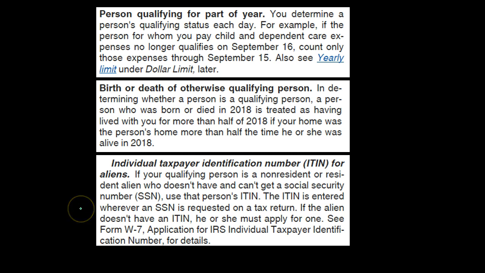If the alien doesn't have an ITIN, he or she must apply for one. See Form W-7, Application for IRS Individual Taxpayer Identification Number. So you can go to irs.gov and look up the Form W-7 and look at the instructions as well. An ITIN is for tax use only.